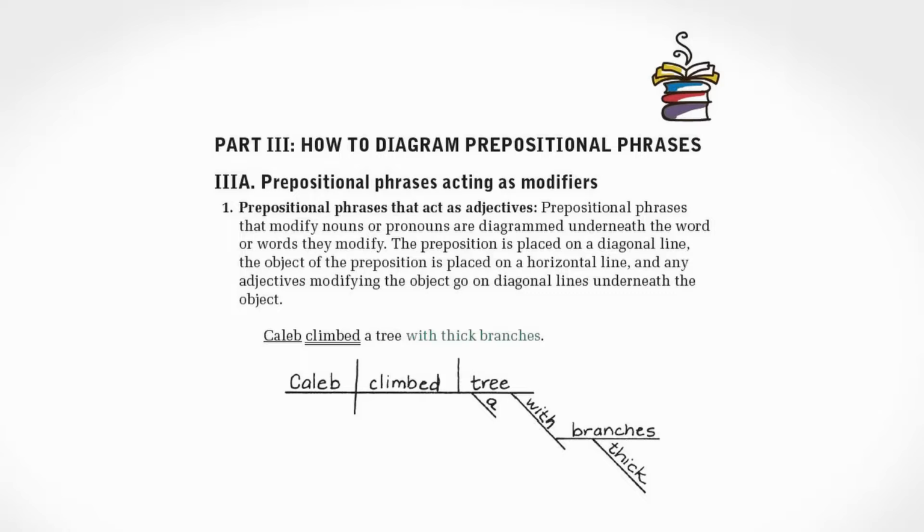One of the sentences in the book is, Caleb climbed a tree with thick branches. So the student might understand that with thick branches is a prepositional phrase, but might not understand what word in the sentence that prepositional phrase is modifying. So by diagramming, the student can have a visual representation of the sentence and see that with thick branches modifies the noun tree because it attaches directly underneath.